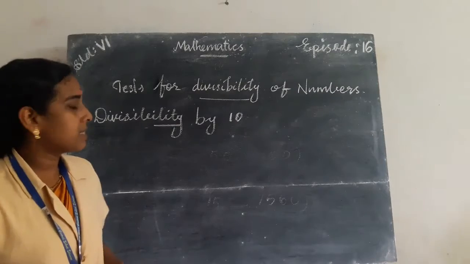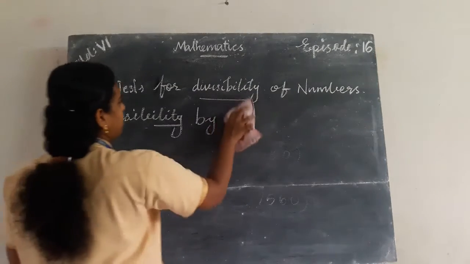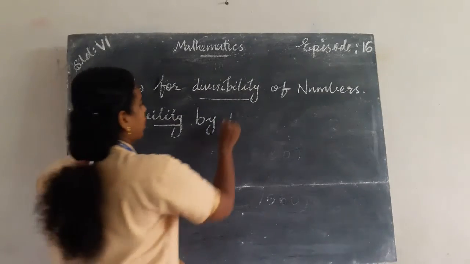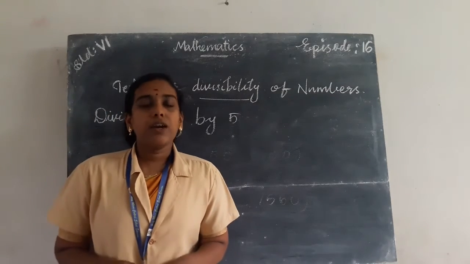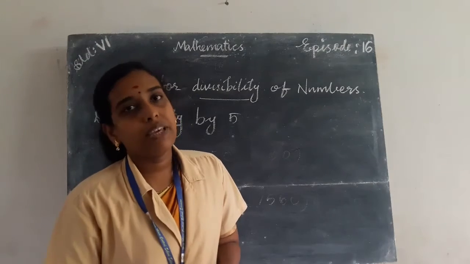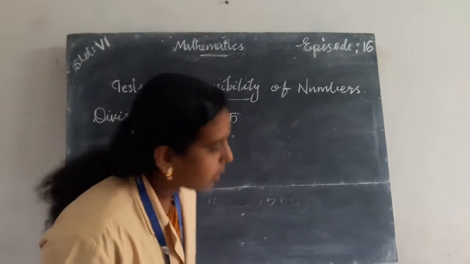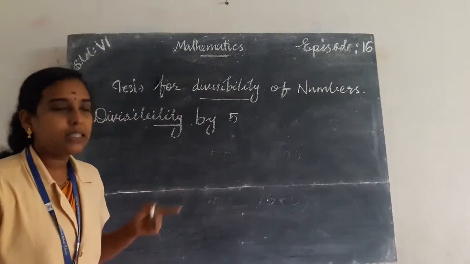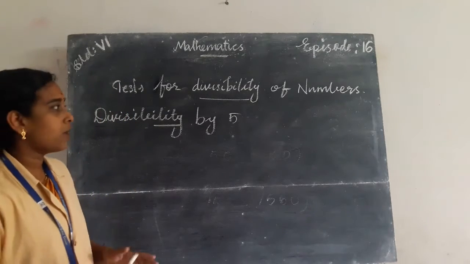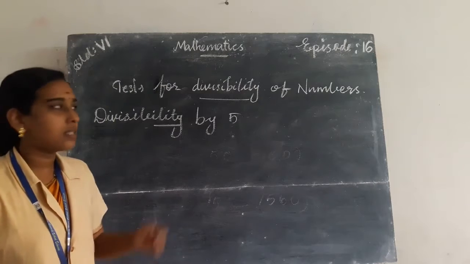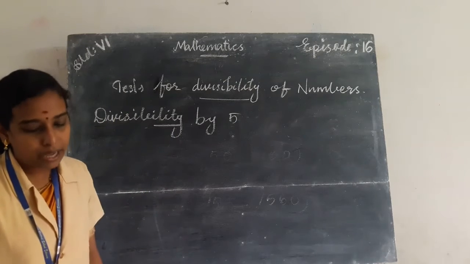And the next one is divisibility by 5. That means a number which has 0 or 5 in its ones position is divisible by 5. To check the divisibility of a number by 5, the rule is: if the number has 0 or 5 in its ones place, then that number is divisible by 5.